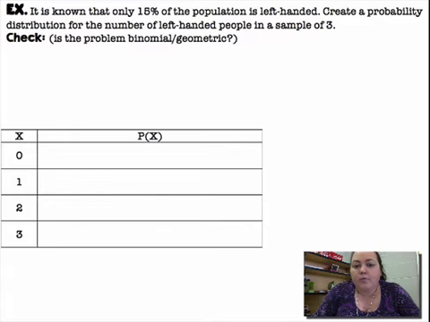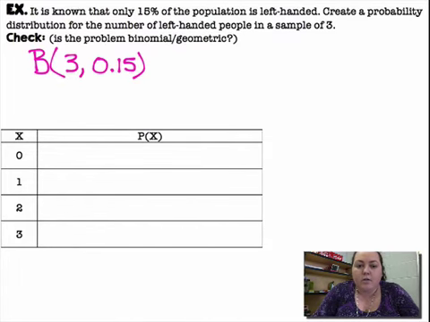It is known that only 15% of the population is left-handed. Create a probability distribution for the number of left-handed people in the sample of 3. Check, is the problem binomial or geometric? So they're not asking me to find, so create a probability distribution for the number of left-handed people in a sample of 3. So they're telling me how many it is for. They're not asking me how many until I get the first left-handed person, so that would be binomial. So binomial, my number of trials is 3, and my probability is 15%, so 0.15.